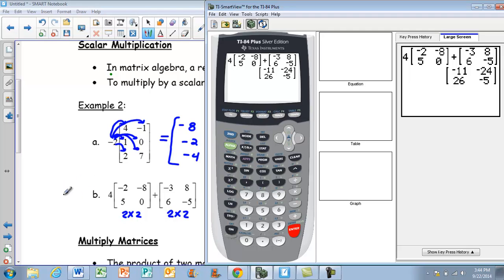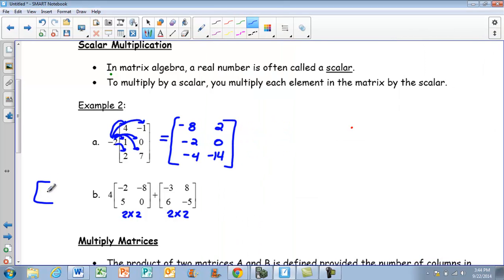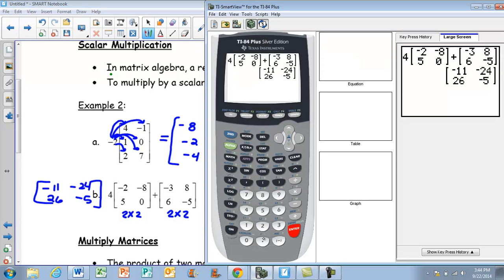For this one, I'll just write it off to the side here so I don't have to move my calculator. We have -11, -24, 26, and -5. So this is my answer for part B after multiplying and adding and subtracting. Now real quick, for those of you that don't have the new operating system, I'm going to show you how to do this in your calculator the other way.